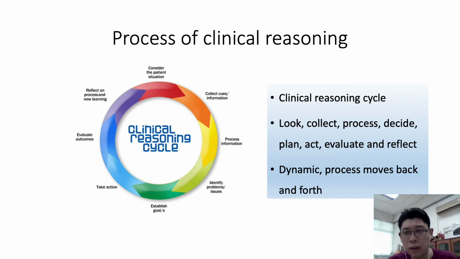Now, the process of clinical reasoning looks more like a cycle. First, we look at our patient, then we consider our patient's situation, then we collect cues and information. Subsequently, this information is being processed and we make some decisions on what we're going to do for our patient after identifying some problems. We take an action, then we evaluate and reflect to see whether it's correct or not. Now, very often it doesn't just follow in a straight line. It goes back and forth, and is also very dynamic. So it is what makes clinical reasoning challenging to teach, I would say.